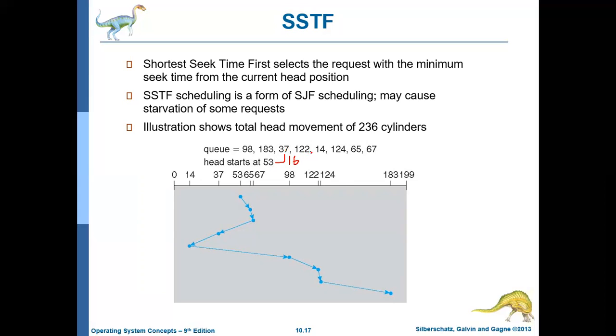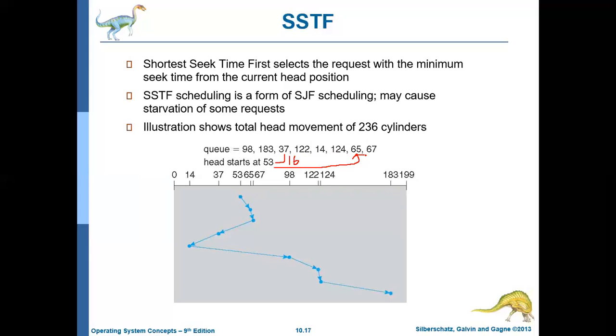Next 122, it is very much far away. 14, it's pretty far away. Then 124, it's very much far away. Then 65, it is somewhat close. So let us compare 65 with 53. 65 minus 53 is 12.